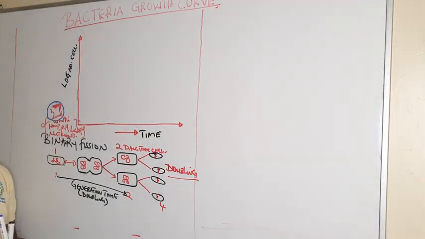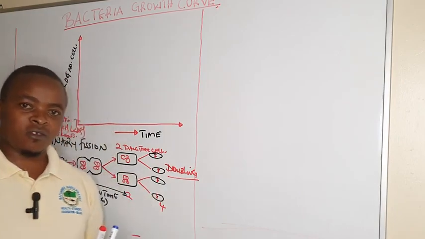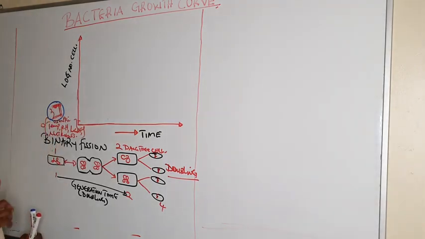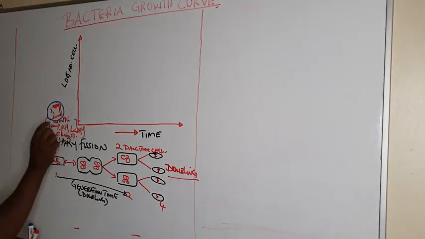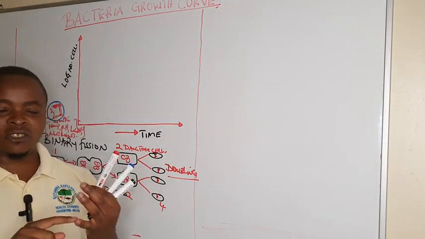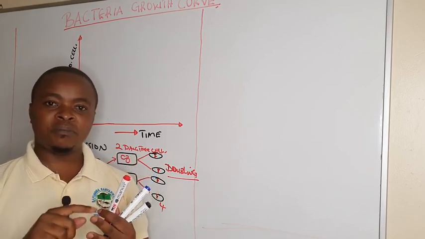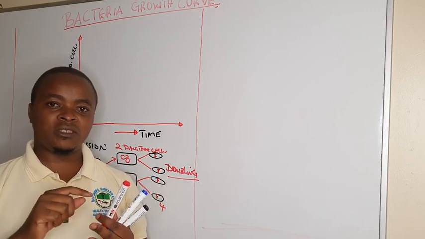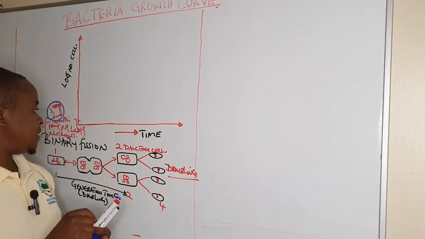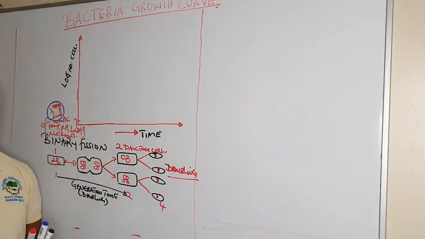Apart from those, they also have to adapt by coming up with the necessary enzymes. So as we begin the different phases, these are the requirements we need for the bacteria to grow: nutrients, light, temperature, optimum pH, and osmotic pressure.